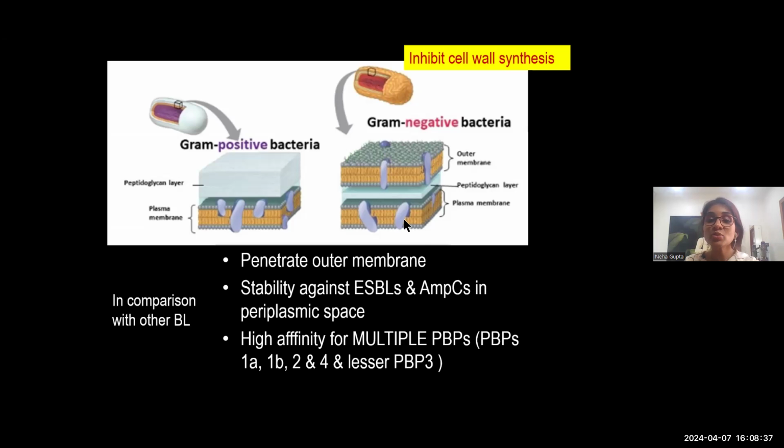So they can bind to penicillin binding proteins 1A, 1B, 2, and 4, and they have lesser propensity to bind to the penicillin binding protein 3, which is usually the target for the aminopenicillins and the cephalosporins. So remember that usually it is the 1A, 1B, 2, and 4, whereas to the lesser extent, it is the PBP3 to which they bind. And since they bind to the multiple penicillin binding proteins of the various bacteria, they have a broader spectrum of activity.